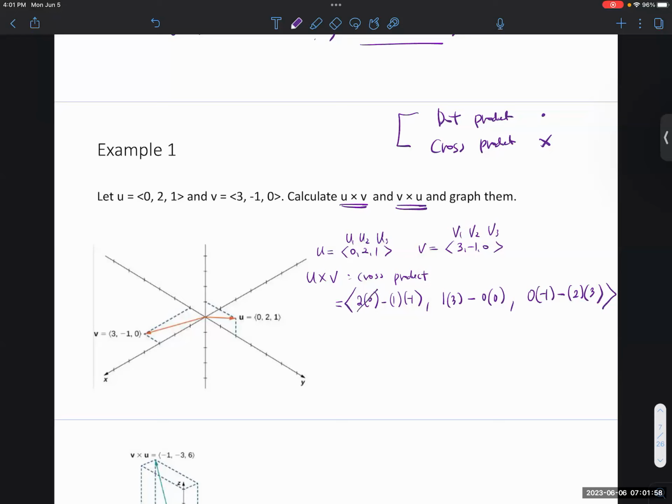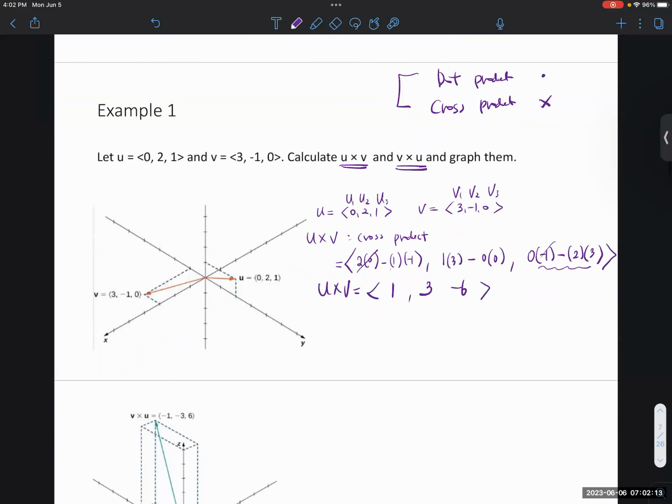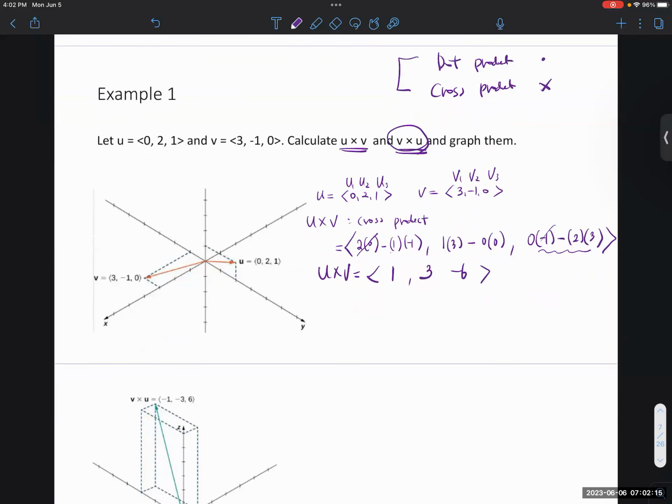So it's going to be 0, and a double negative makes a positive 1. And this is going to be 3. And this is going to be -1. This is going to be 0. This is -6. So this is the U times V vector. One more time, we're going to do it backward.